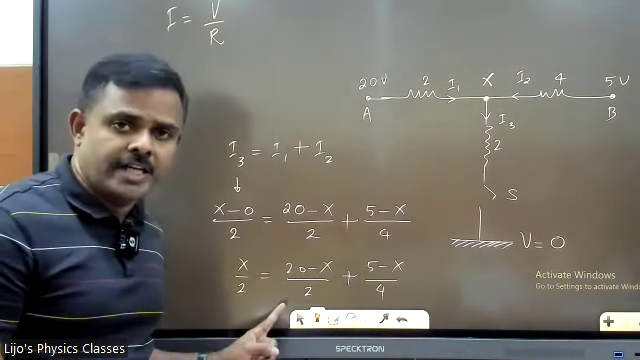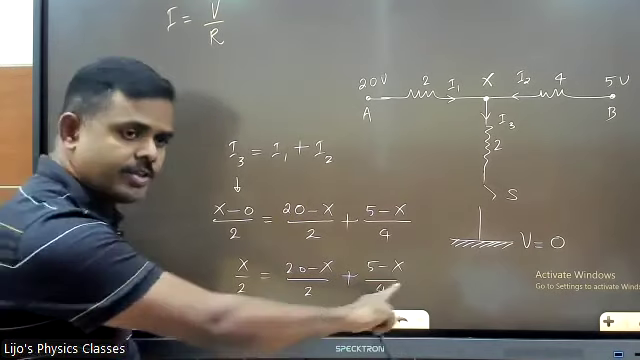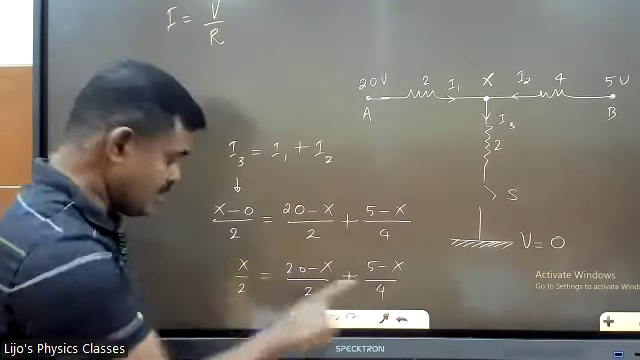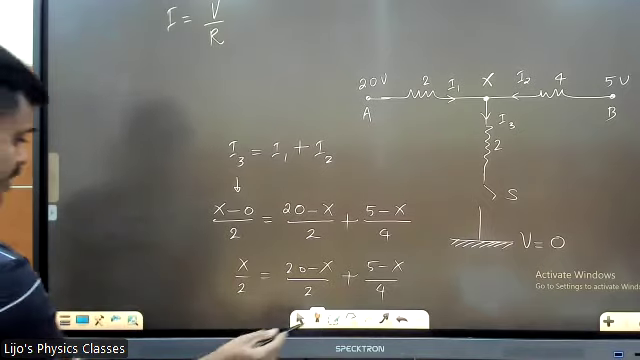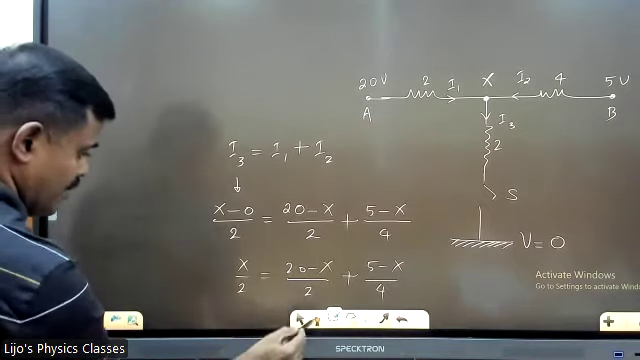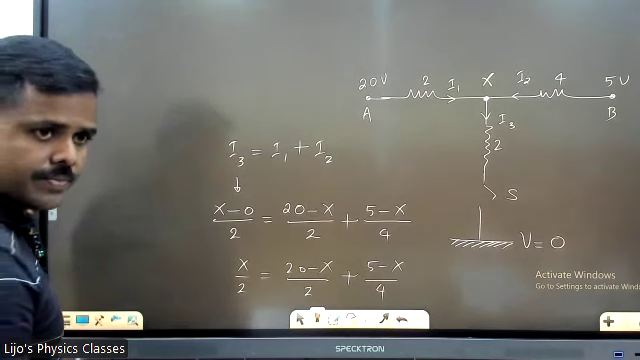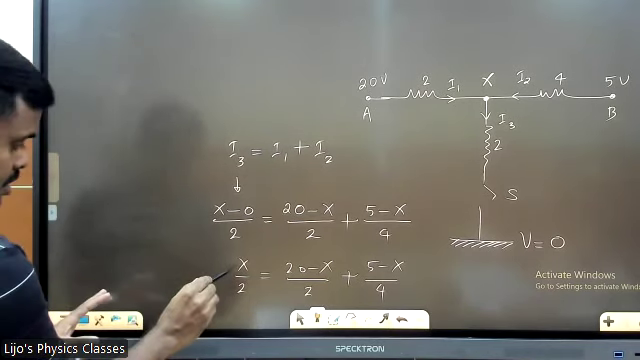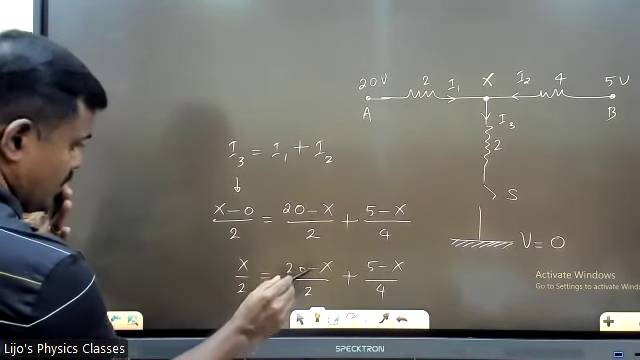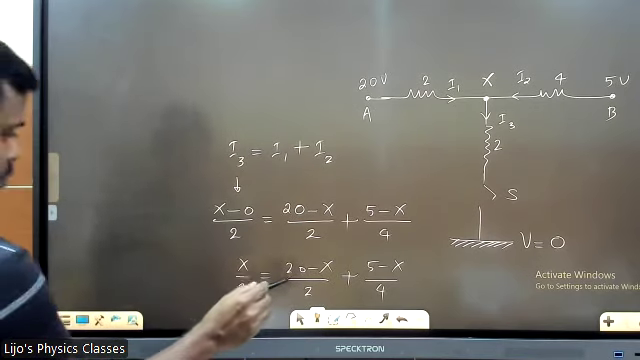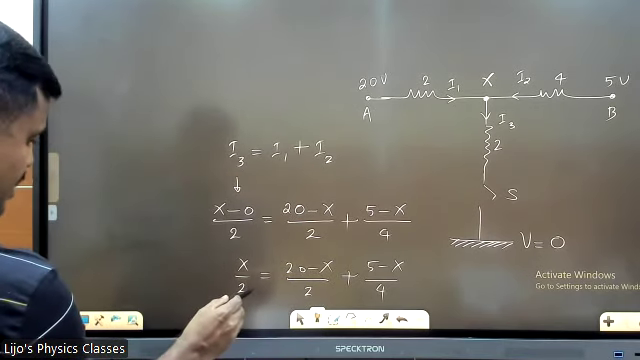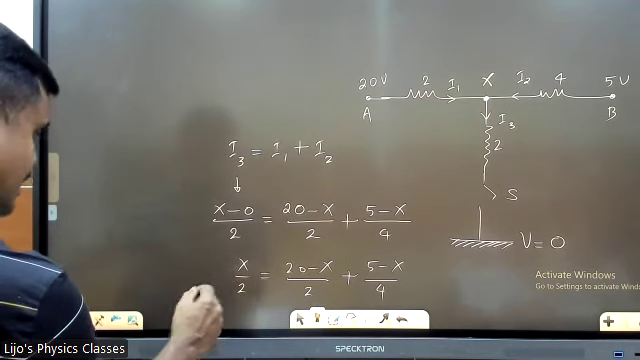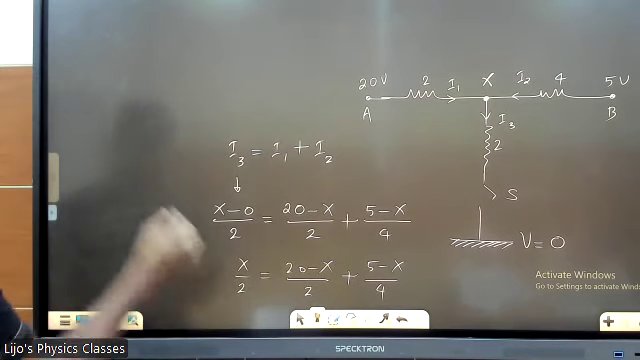LCM is 2, right? 4, right? I have to multiply everyone with the 2, correct? So what does the first equation become? Tell me. I multiply throughout with the 2. Or I can take the LCM here, or you better cut with 4. That's better. I'm multiplying throughout with 4.